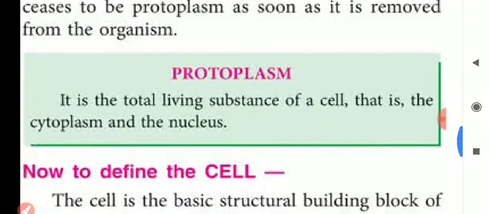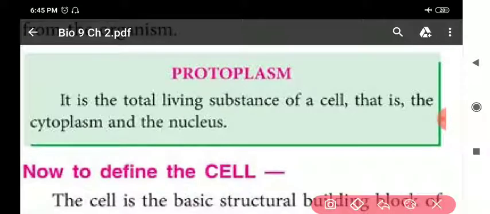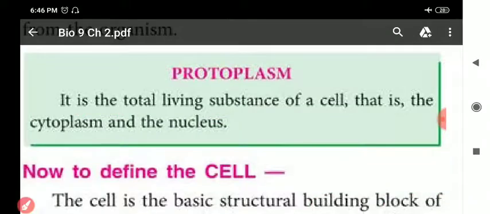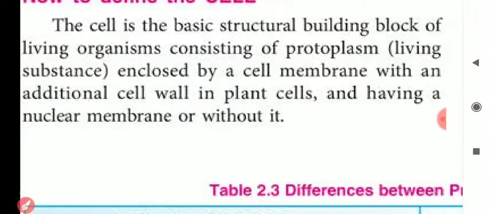See here the definition of protoplasm. It is the total living substance of the cell. This is important. It is the total living substance of a cell, that is the cytoplasm and the nucleus. Clear all of you? Total living substance of the cell is known as protoplasm. Next, the definition of the cell we have already discussed.